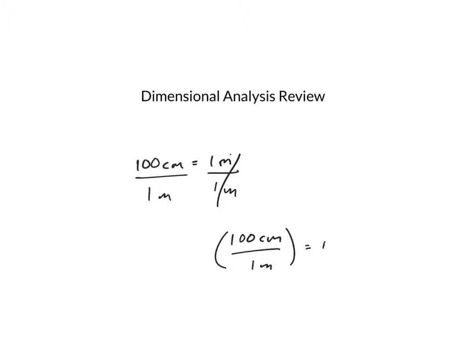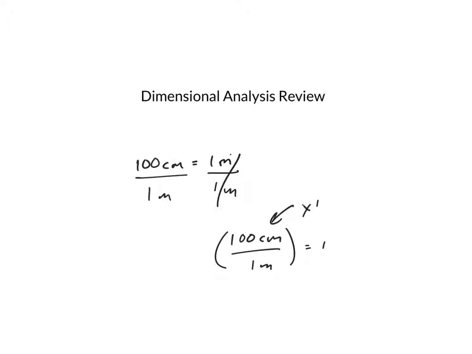So let's say that I know 100 centimeters is equal to 1 meter, right? So 100 centimeters is equal to 1 meter. If I take this and I divide both sides by 1 meter, that cancels out, and I get 100 centimeters over 1 meter, and that term equals 1. So if I multiply anything by this term, I'm not changing the quantity. What I'm changing are the units. I'm representing the same quantity, but expressing it in a different unit, because this is essentially multiplying by 1.